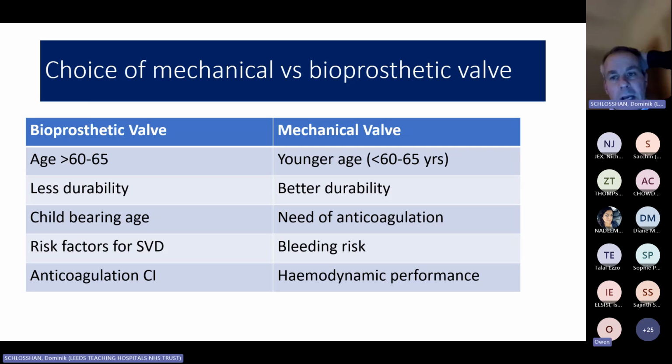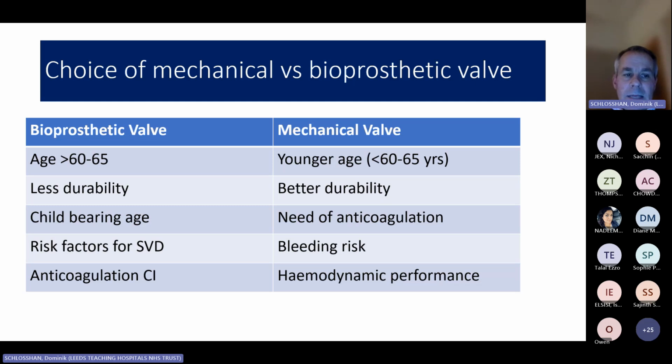Okay, choice of mechanical versus bioprosthetic valve, that's always a big discussion these days with TAVI. There are more and more people who don't want a mechanical valve. What's the general decision making? Generally speaking, 60 to 65 is the cutoff, where you say you probably shouldn't have a mechanical valve, you should have a bioprosthetic valve.